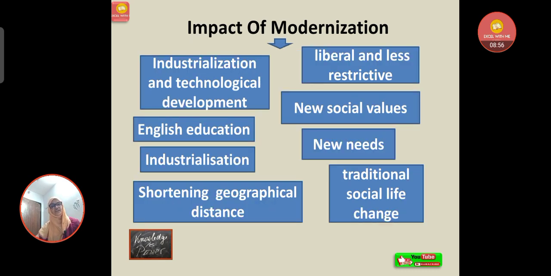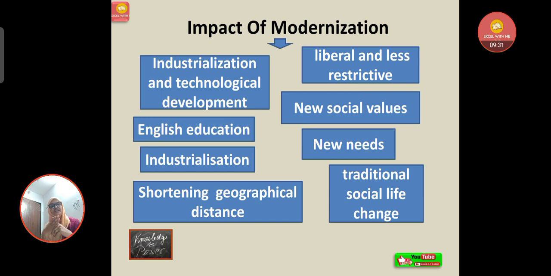Now what is the impact of modernization? Let's have a quick look at it. Firstly, industrialization and technological development increased in Indian society as a result of modernization. Then English education. Now English education spread throughout the country and influences the people. Then the mechanism of production, communication and household changed. Industrialization increased domestic production in India to a great extent.